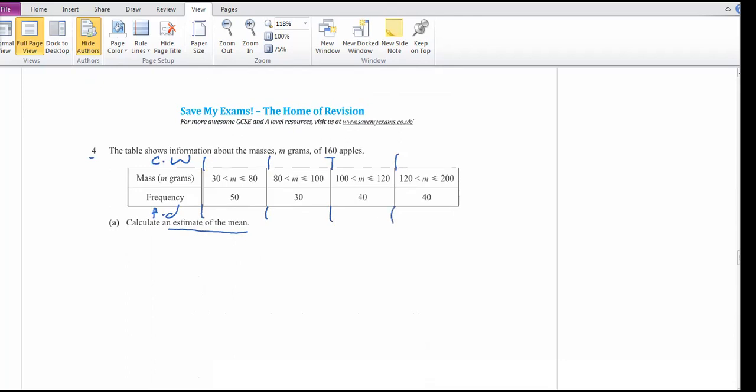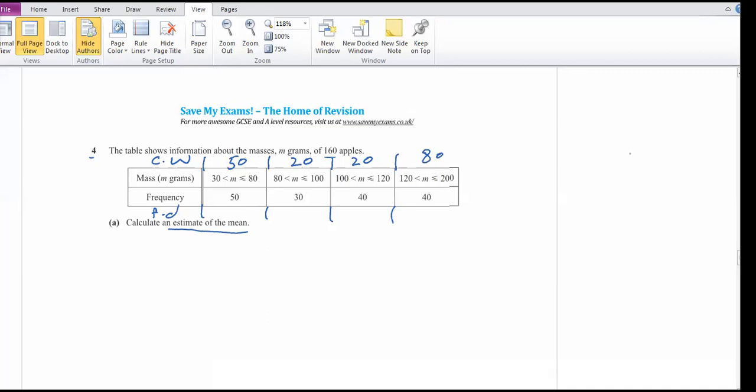What is the class width for this one? 80 minus 30. 80 minus 30 is 50. 100 minus 80 is 20. 120 minus 100 is 20. 200 minus 120 is 80. That is the class width for each one.